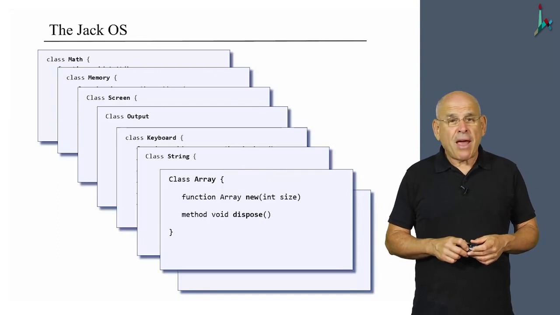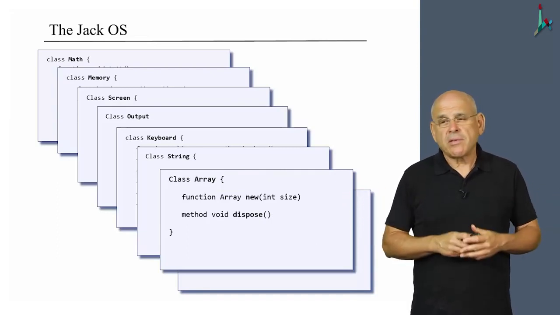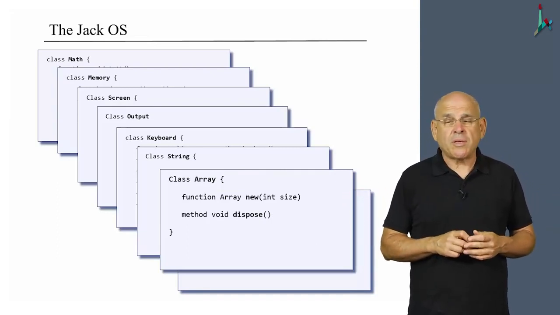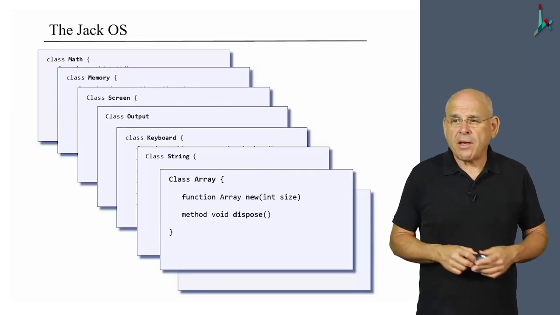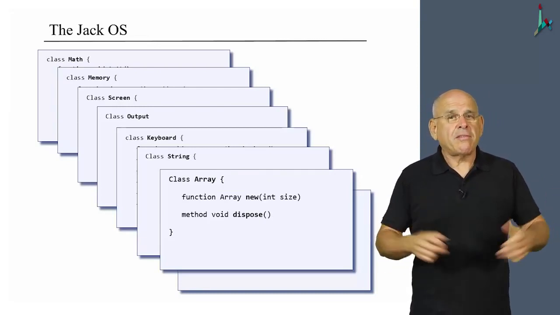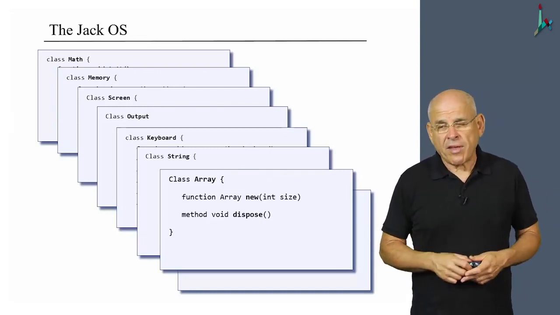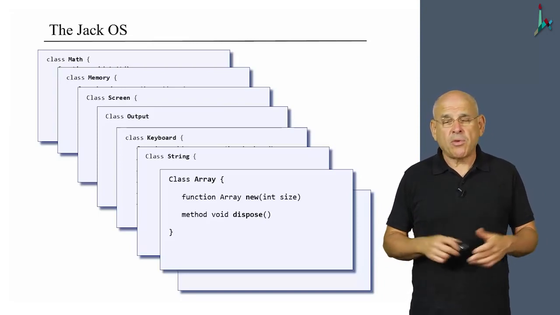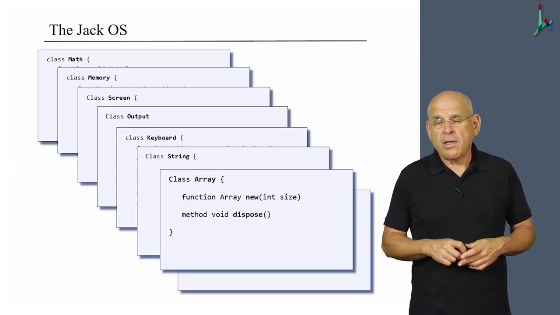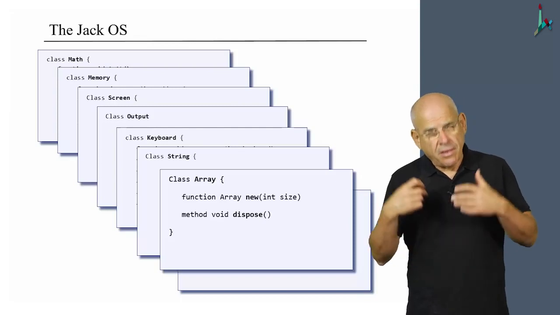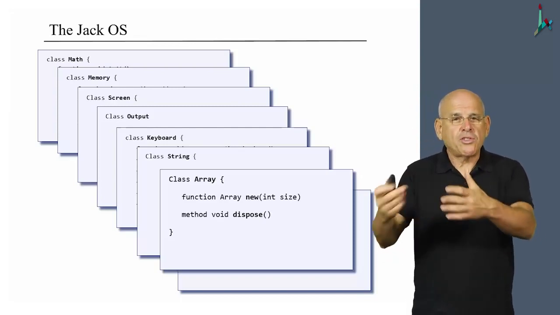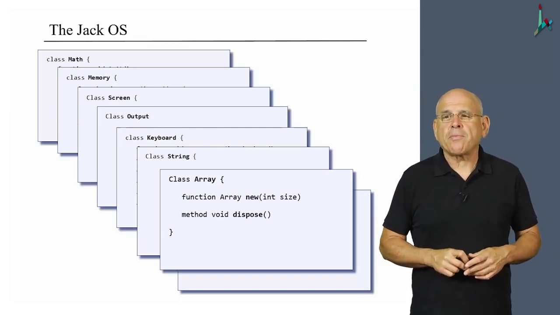And the API of the array class is trivial. We have only two subroutines. The first subroutine is designed to create a new array of a given size, and the second subroutine is designed to dispose the array on which it was called to operate.